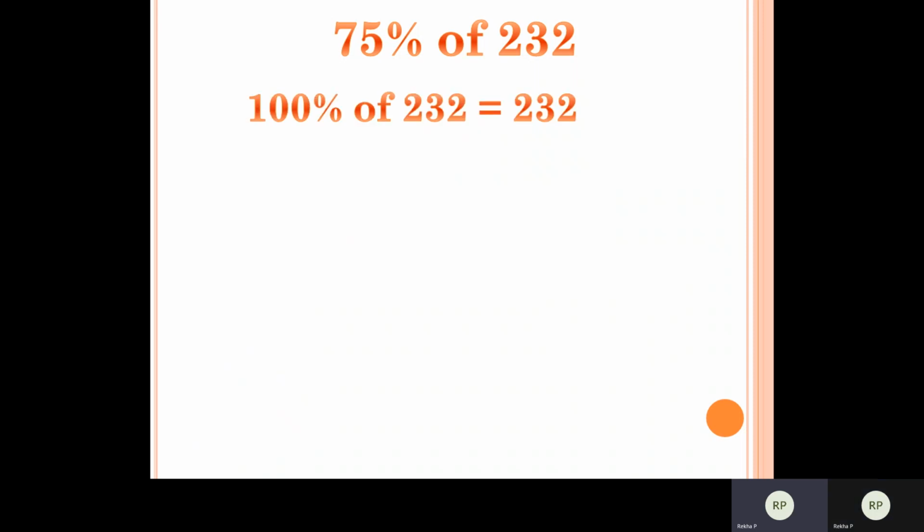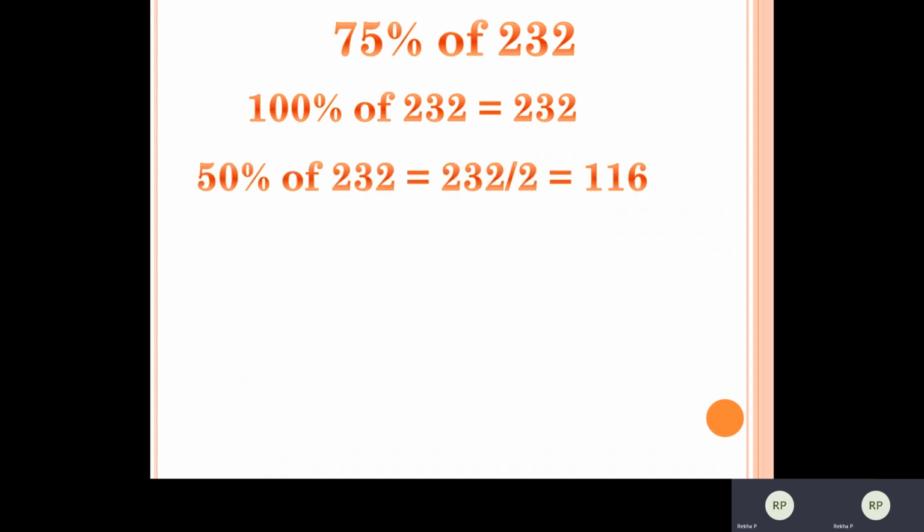Then what about 50% of 232? 50% of a number is nothing but half of that number, right? So everyone can easily find it. If you are asked to find 50% of a number, it is half of that number. So 50% of 232 is nothing but 232 divided by 2. That is 116. It is very easy to find half of a number, right? That is easy for all of us.